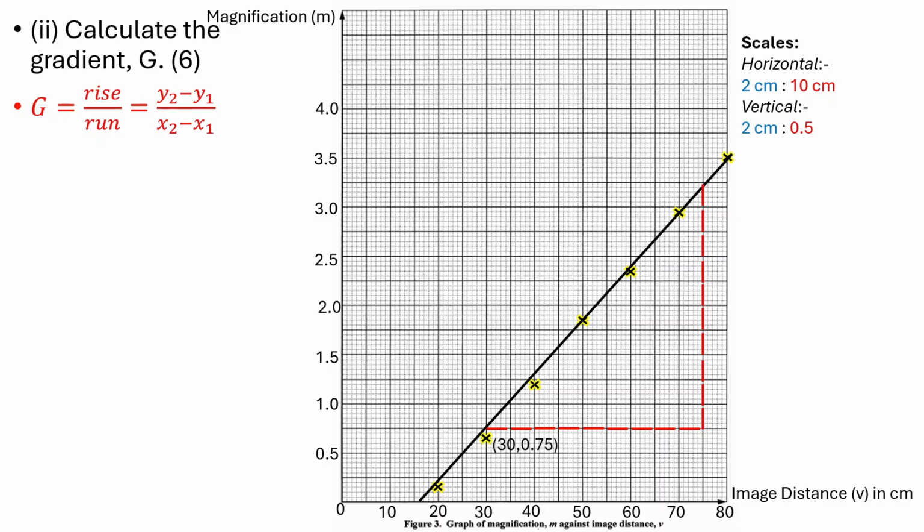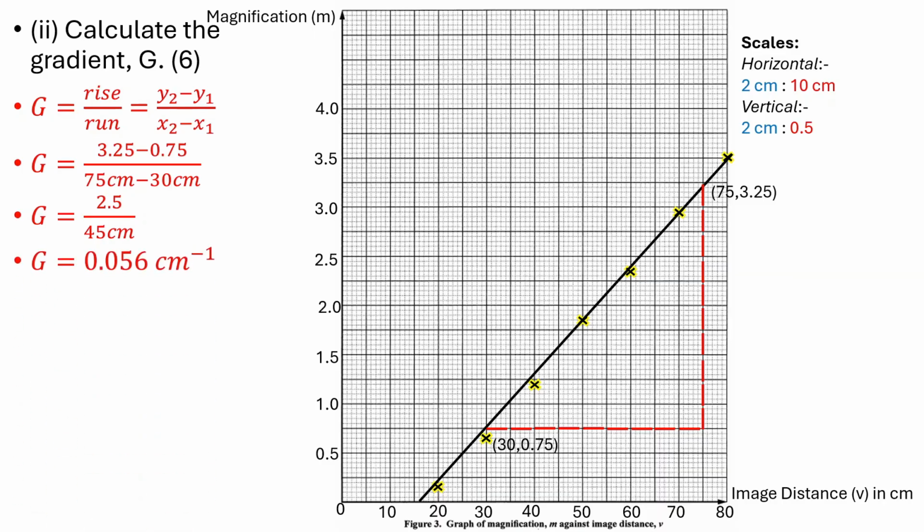The lower left hand corner has coordinates of 30, 0.75, and the upper right hand corner has coordinates of 75, 3.25. So substituting into our equation for the gradient is going to be 3.25 minus 0.75 divided by 75 centimeters minus 30 centimeters. So that's going to be 2.5 divided by 45 centimeters, which will be 0.056 per centimeter to 2 significant figures.